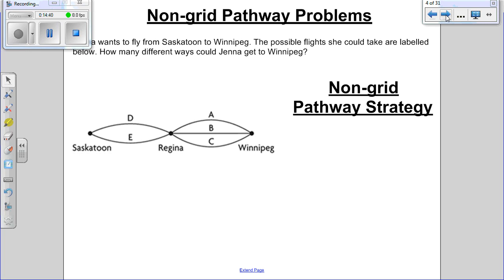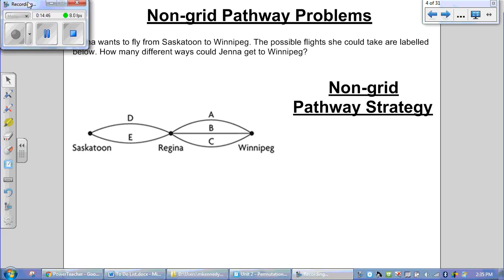This question says, Jenna wants to fly from Saskatoon to Winnipeg. The possible flights she could take are labeled below. How many different ways could Jenna get to Winnipeg? So if you look, these paths that they've drawn are different flights in different places. And there's no way she can get from Saskatoon directly to Winnipeg. It looks like they're making her stop in Regina, which if you know geography, it doesn't make much sense. But we don't know geography, so it's okay. Saskatoon and Regina are pretty close to each other, so maybe Saskatoon's airport's really small. We're going to go with that.